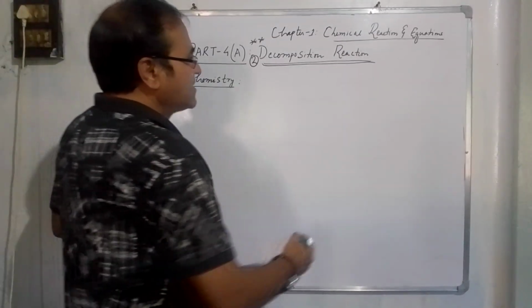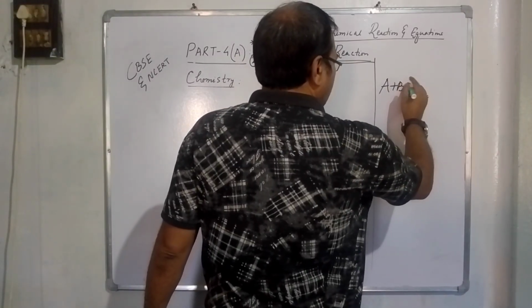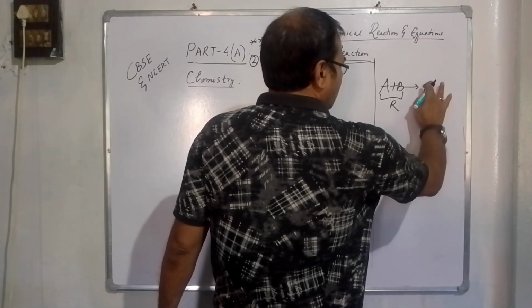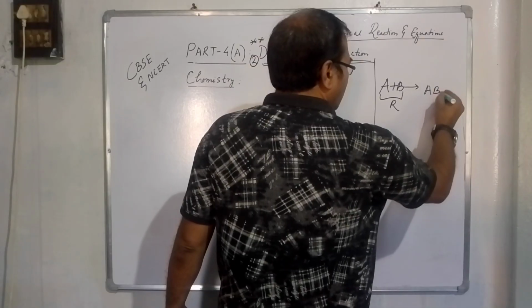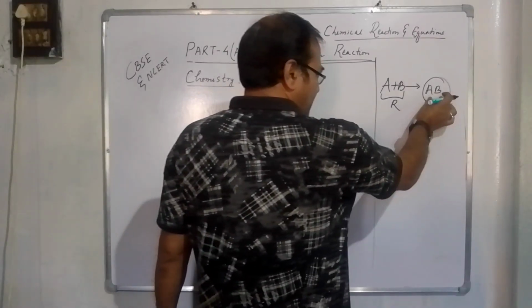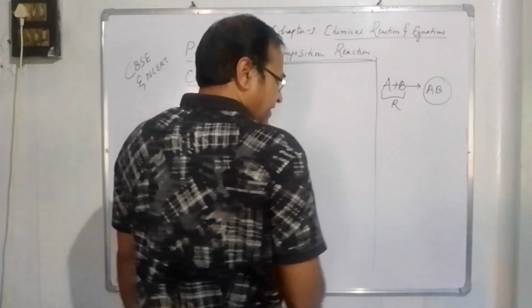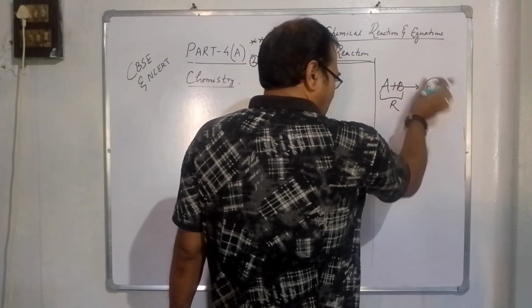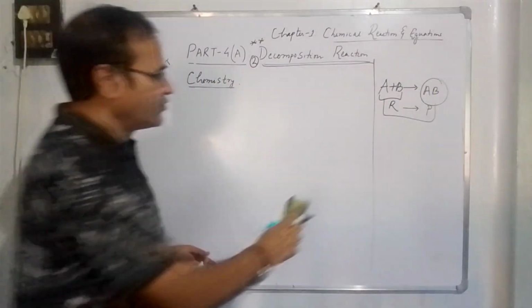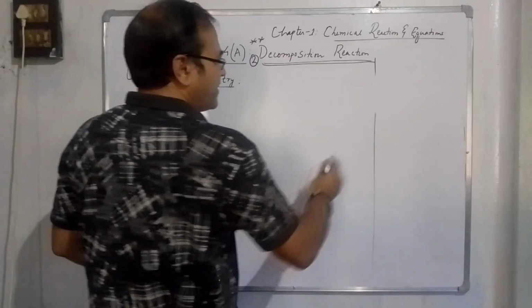So what is decomposition? In the first part, the combination reaction, we studied that two or more reactants undergo a reaction to produce a single product. It was also exothermic. And the chemical composition and mass of the product are different from the reactants. That was the key point we discussed in the first lecture. So today we are going to discuss the decomposition reaction.